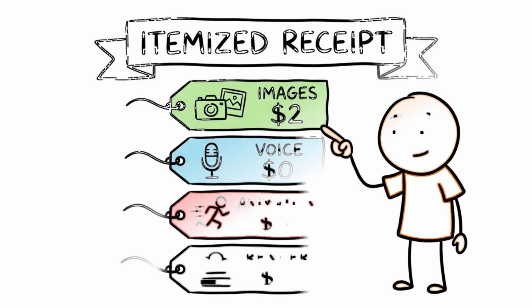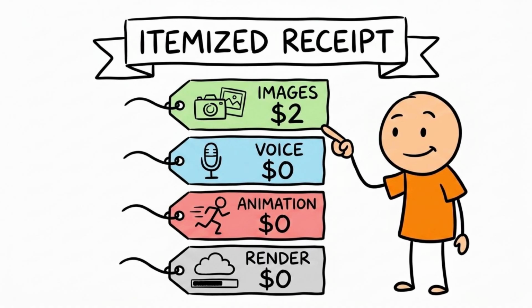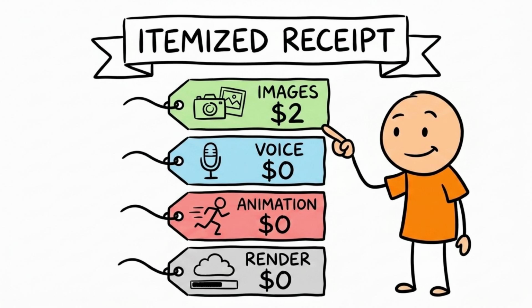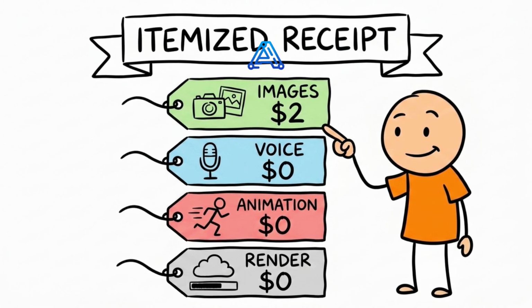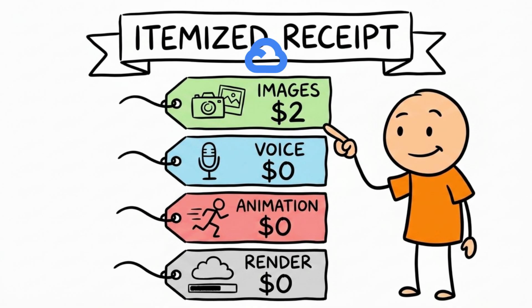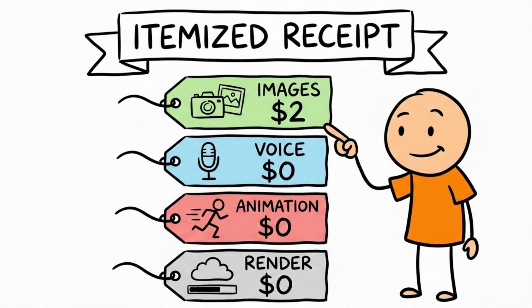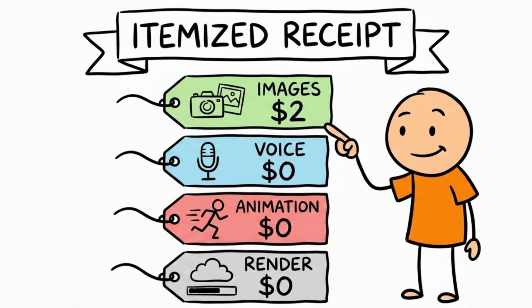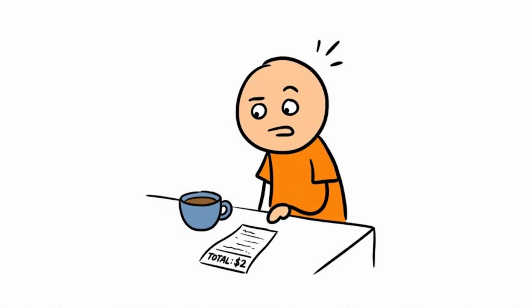Before the layers, the economics. Per 5-minute video, images, about 50 illustrations on kie.ai, roughly $1 to $3. Voice, Google Cloud's Chirp3-HD text-to-speech, free within the monthly tier. Animation and render, both run locally, 0 cloud cost. Total per video, roughly the price of a coffee.